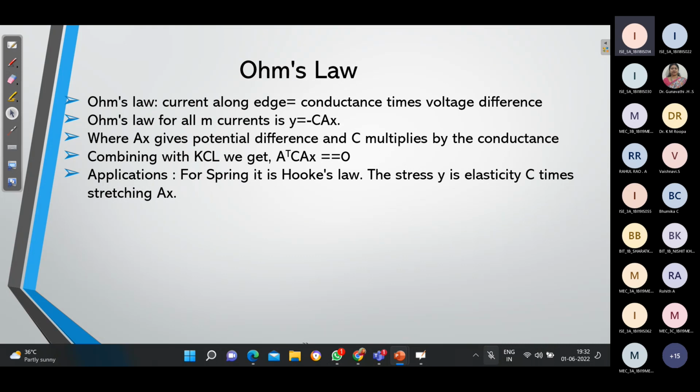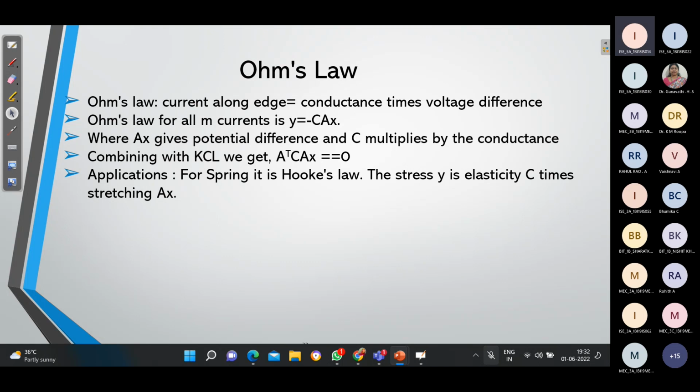That is A transpose y equals 0. We have that equation for Kirchhoff's current law. And here, in place of y, if you substitute minus CAx, we get A transpose C into x equating to 0. This must be a single equals, so it's a mistake here.